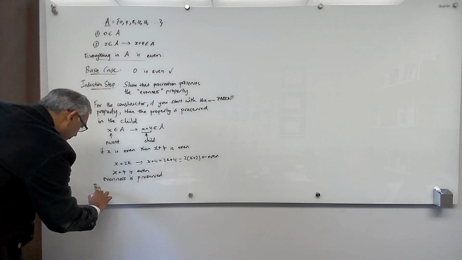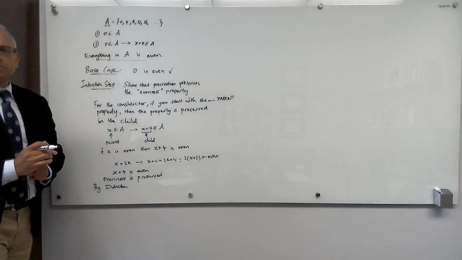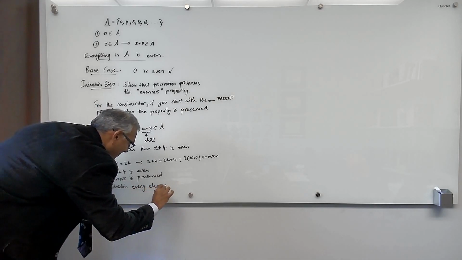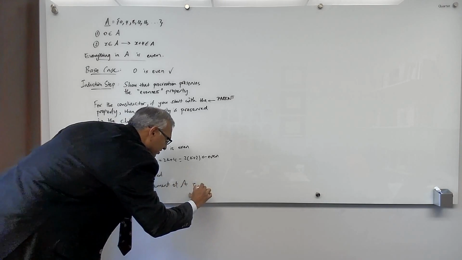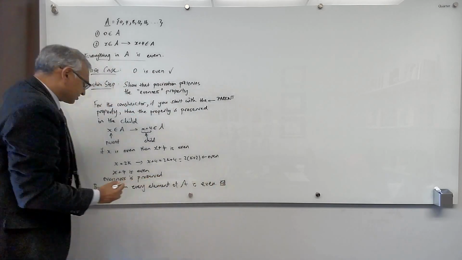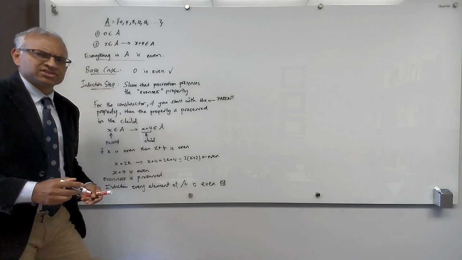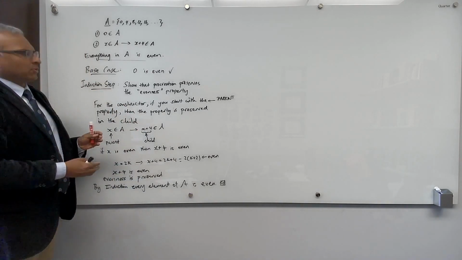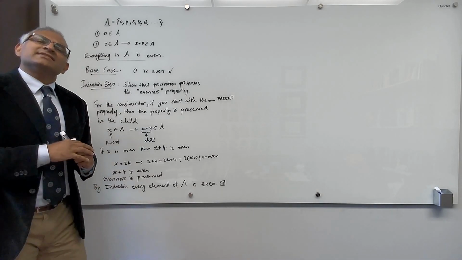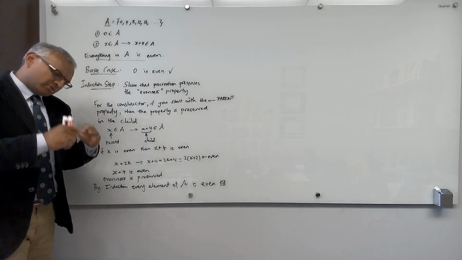And so by induction, every element of A is even. End of proof. Even though technically this is structural induction, we still say by induction because induction is induction. All inductions are equivalent. If we want to justify structural induction, we do it through strong induction. Structural induction is essentially strong induction in disguise. So it is induction.